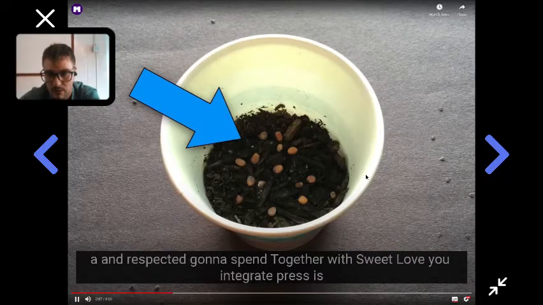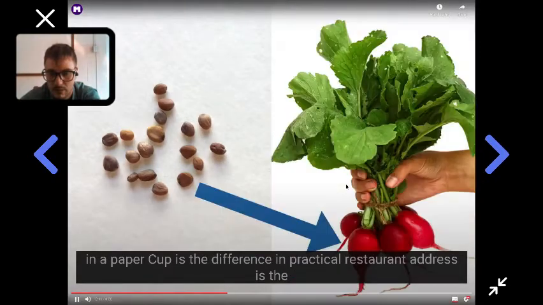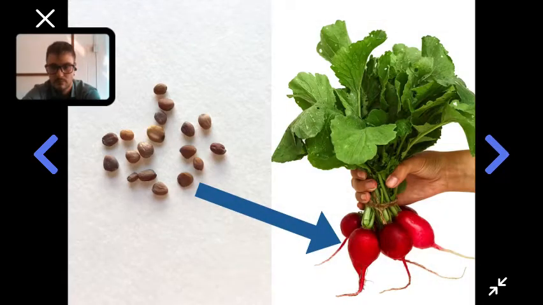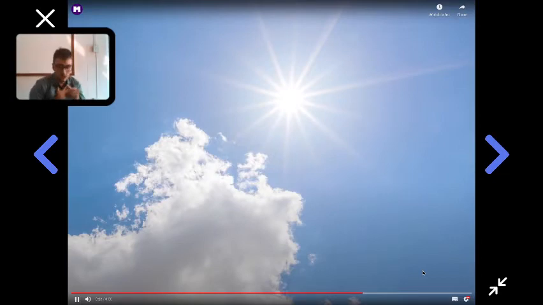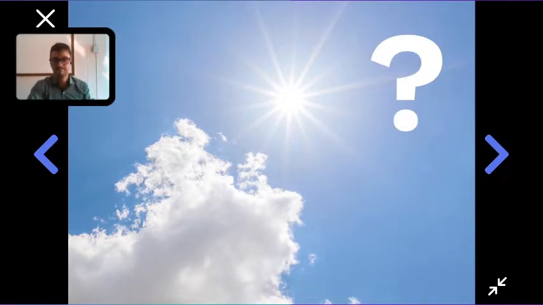Growing plant seeds in a paper cup. Each of these little seeds grows up to become radish plants. A radish is a plant that grows like a carrot. The part you eat grows underground. Today, your job is to find out whether a plant can grow without sunlight. What do you think will happen? I'll walk you through how to get started, step by step.